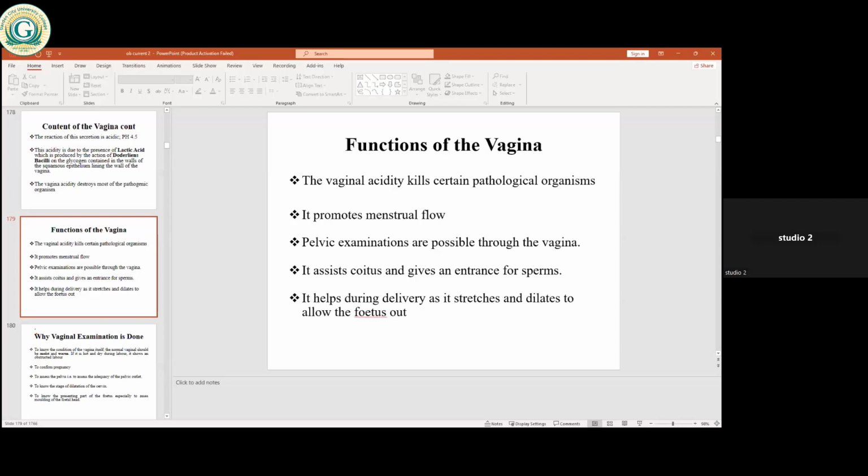Third point, every examination done to know something about the woman's reproductive system and pelvis is done through the vagina. Remember, if you want to have sexual intercourse with a woman, you do that through the vagina. It also helps to stretch. The baby is not found in the vagina, but in the uterus, and when the woman is ready to deliver, the vagina stretches and allows the baby to pass through. So these are some of the very important functions.